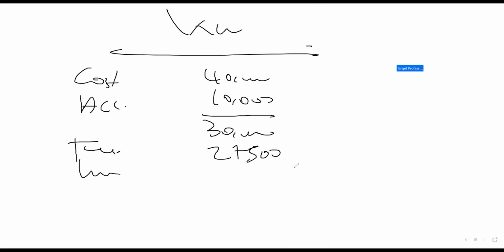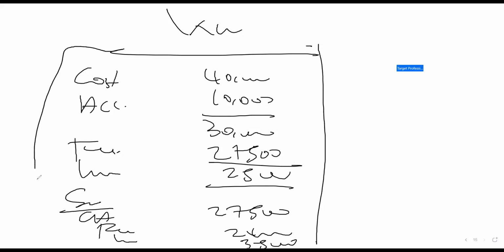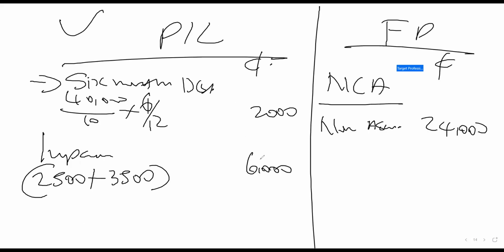So impairment 2,500. When it comes to subsequent measurement, carrying amount 27,500, fair value less cost to sell 24,000. Impairment again, 3,500. That's all. This is workings, and these are the final answer.